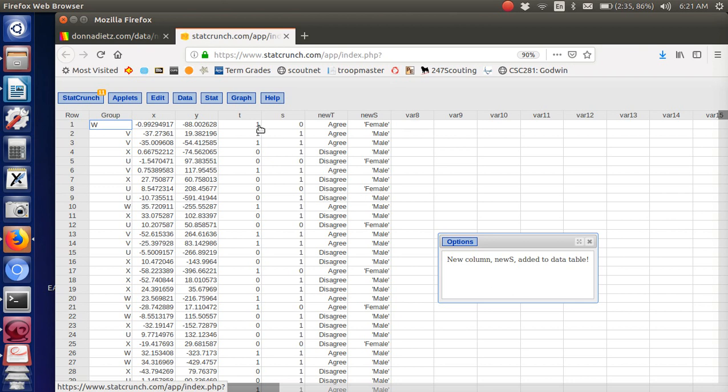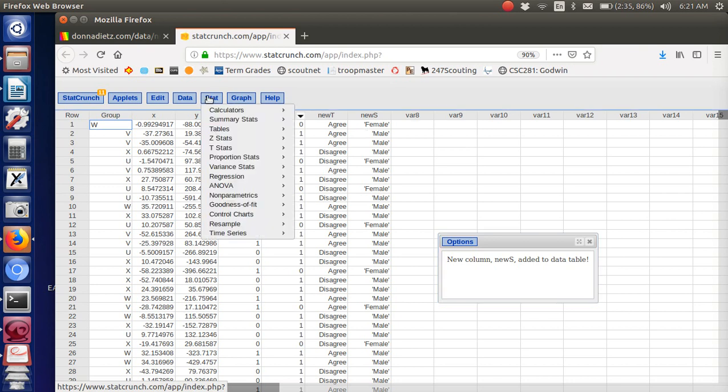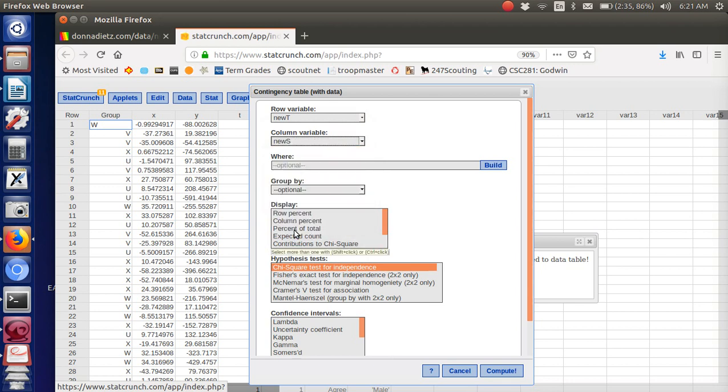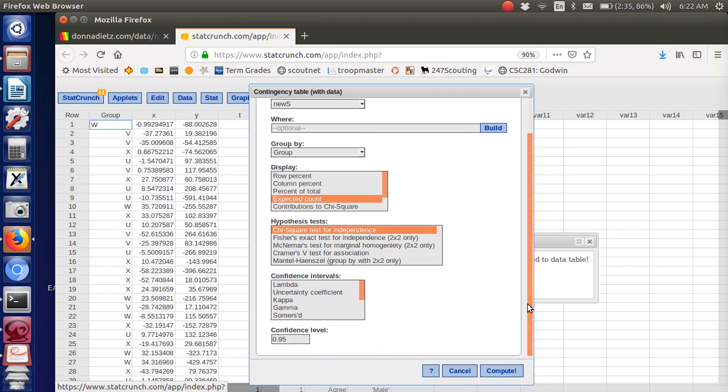We're going to have the two variables. Instead of using t and s, let's use new t and new s. And we're going to do a chi-squared analysis. Stat, Tables, Contingency, with data. Okay, so we're going to pick new t against new s, and we're going to group by group. We're going to display expected count because this will be useful to us. You can pick whatever you want generally, but just for now. And that's all we want.